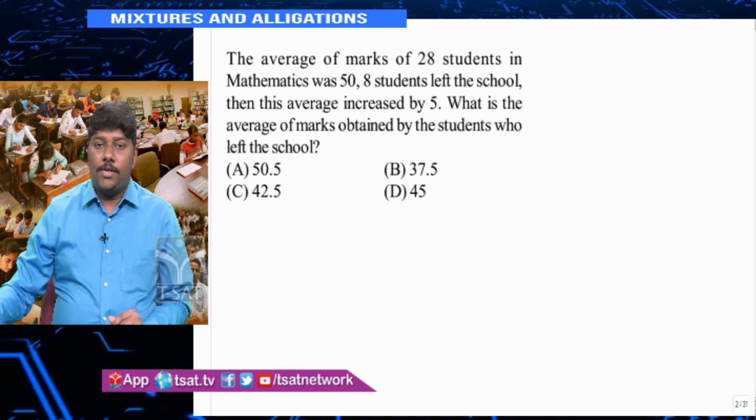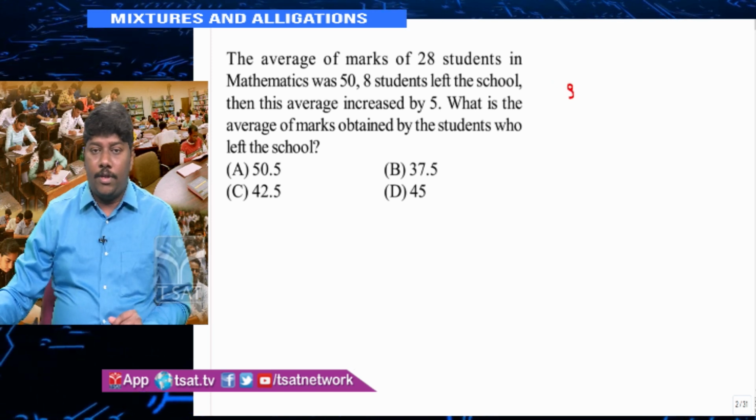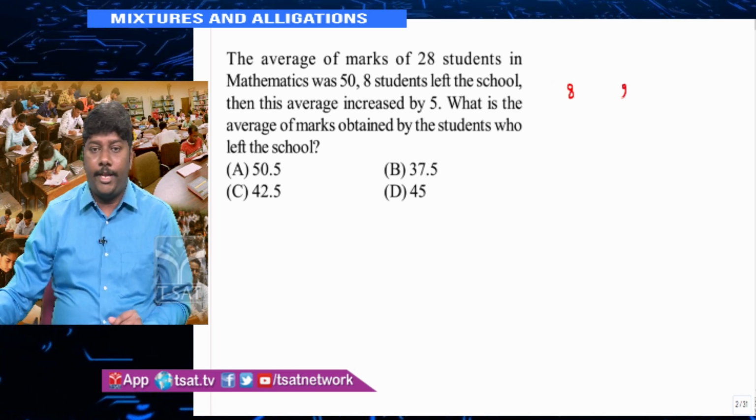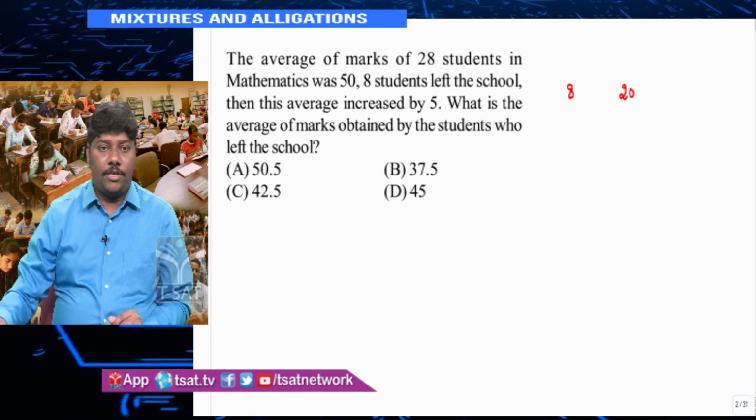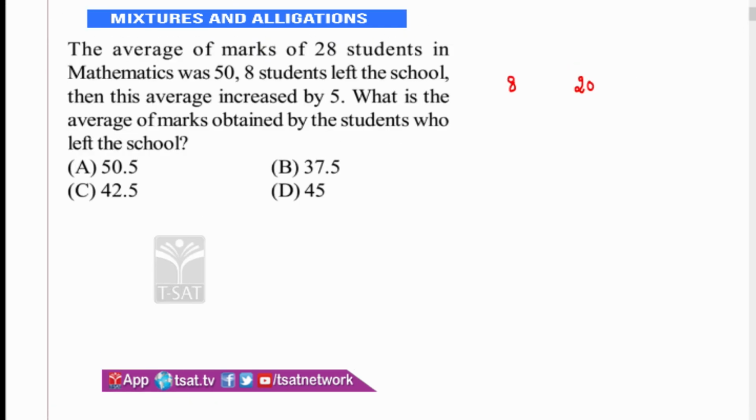Now see, if 8 students left the school, how many members are there in the school? 20 members. Average of 8 students I have to find. Average of 8 students is how much? We don't know, we have to find. But the average of 20 members we know is 55. Always write down the combined average in between. 28 members average is 50. So I know capital A is 50, therefore write it in between.